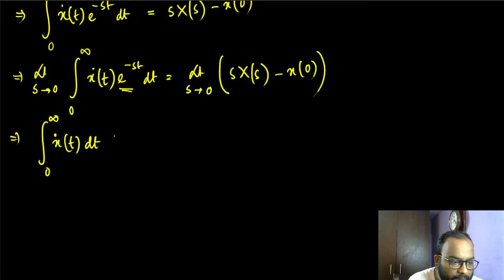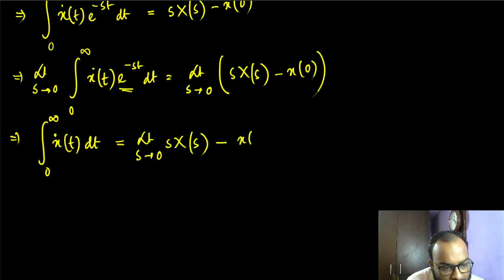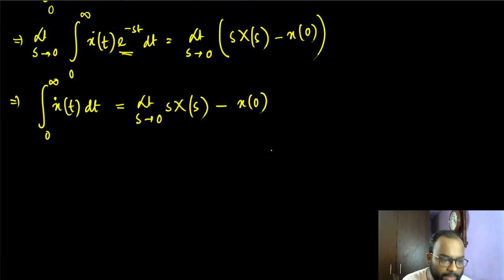And on the right hand side, we have the limit s tending to 0, of s Xs minus x0. See, x0 is a constant. That's the initial value of x. That's a constant. So of course, the limit does not do anything on a constant, right? So that is, once again, devoid of the limit.